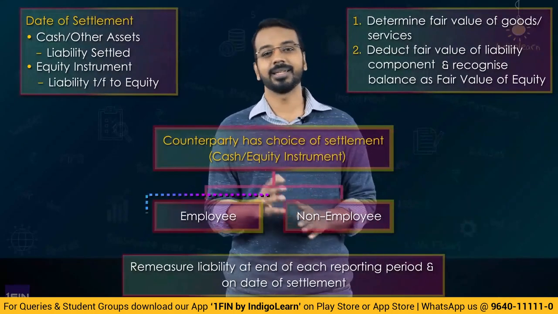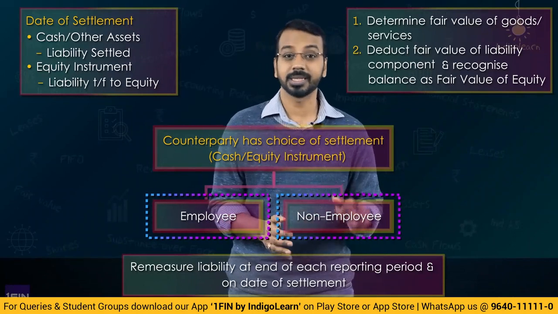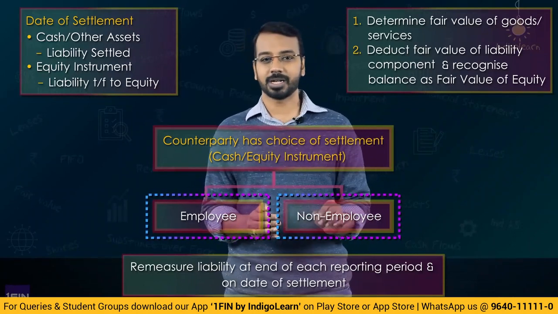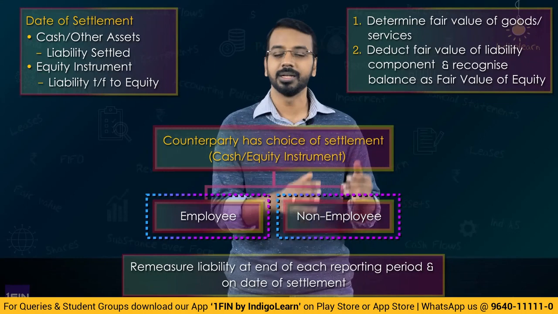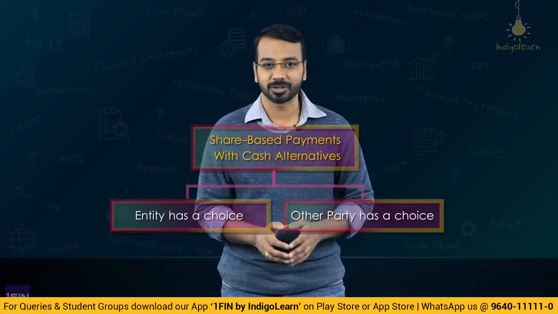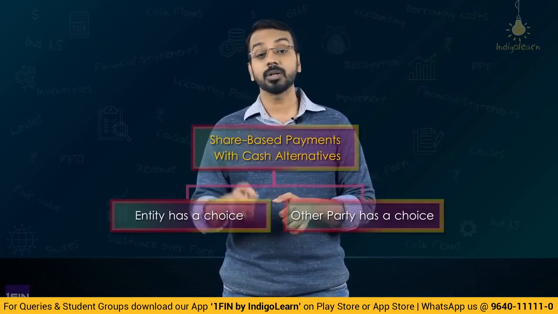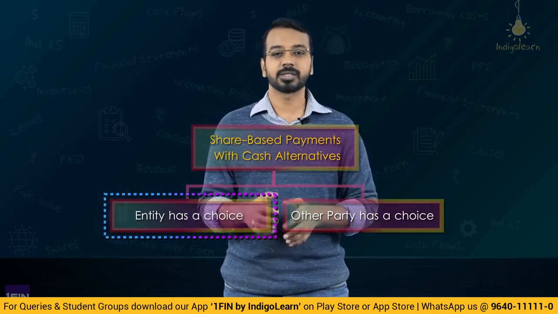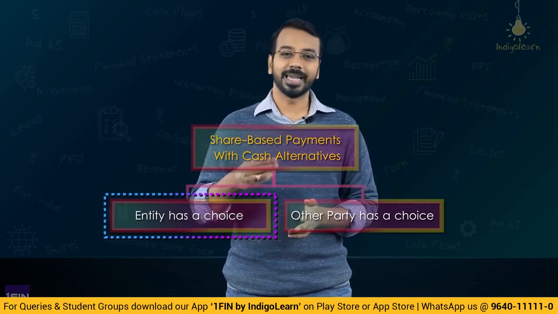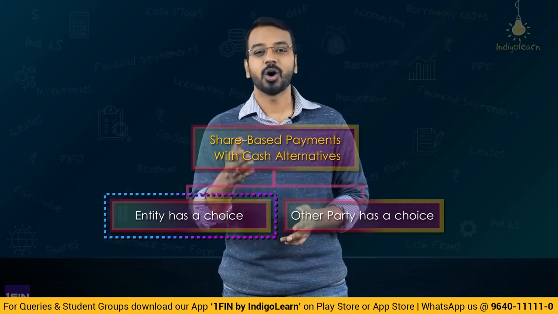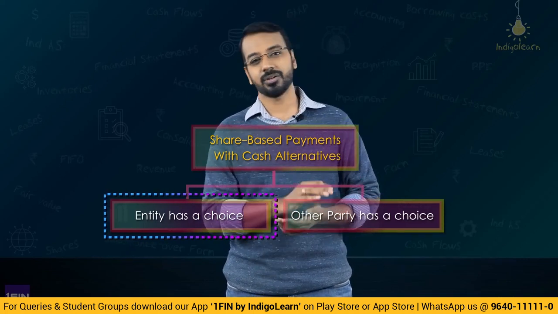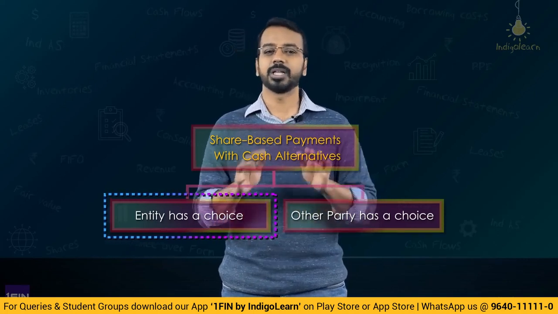and we have seen cases where the other parties, that is either employees or other third parties, have the choice at the time of settlement, and how the accounting has to be done. We have understood that. Now moving forward, the next part of share based payment transactions with cash alternative, where the entity has a choice. In the second case we are talking about the entity having a choice on the settlement date whether the entity will issue shares or whether the entity will transfer cash or other assets. Now in this case, how should the accounting be done?